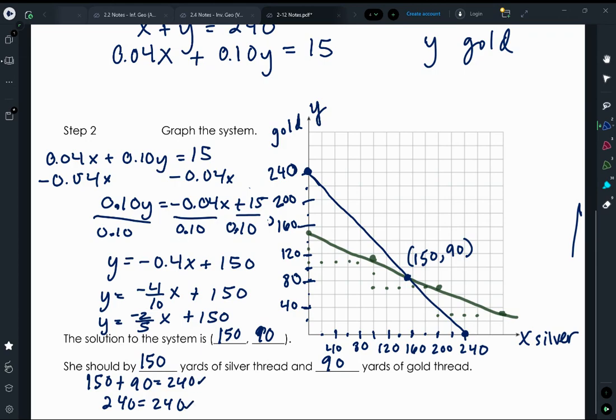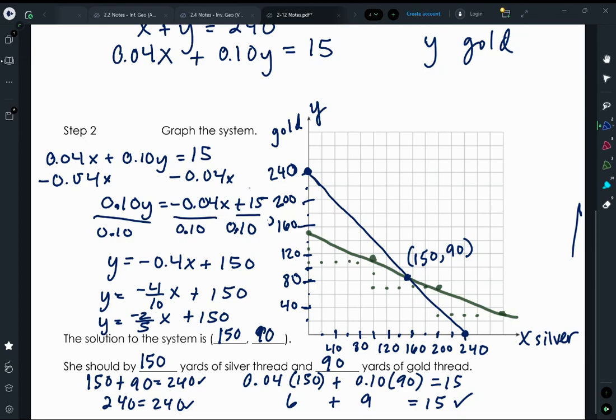And then if I want to check it in the second, what I would do is I would take 0.04 times 150. So that's the one that I'm going to want to multiply with a calculator really quick. Let's see, 0.04 times 150. So that's going to be $6 plus, and then we have 0.10 times 90. Well, that's going to be $9. And I know together we have to spend no more than $15. And so it works in the second one as well. So I've just proven that this is actually a solution.